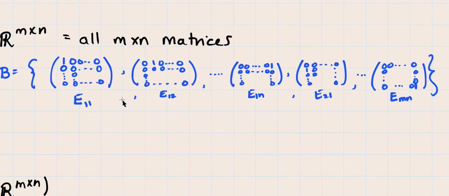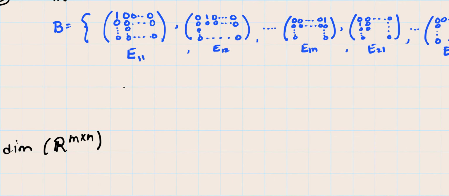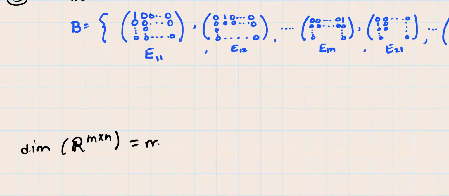So how many vectors are in this basis? Well, think about how many 1s we're going to write. We're going to put a 1 in every single entry of this M by N matrix. So there's M rows and N columns. So we should have M times N vectors in the basis. So the dimension of this space is M times N.